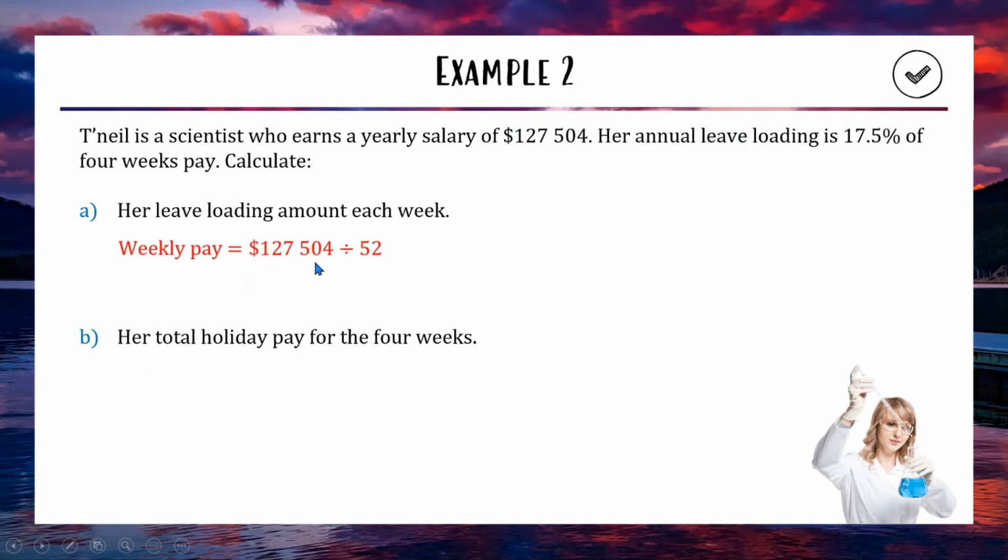Okay, if we divide our annual salary, we get a weekly pay of $2,452. Okay, now to find the leave loading amount, we're going to find the increase. So we need to find 17.5% of 2,452. So we will multiply those. We get an answer of about $429.10. Okay, so this number right here is how much extra money Tennille is going to have to spend each week on holiday because she's having leave loading.